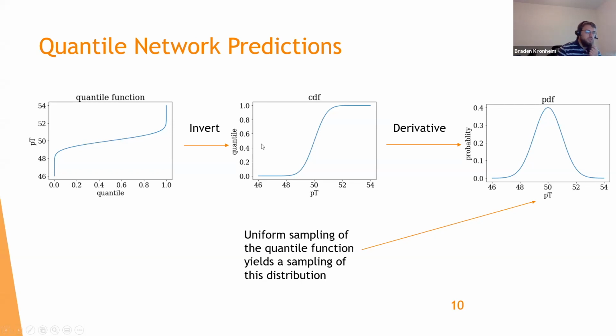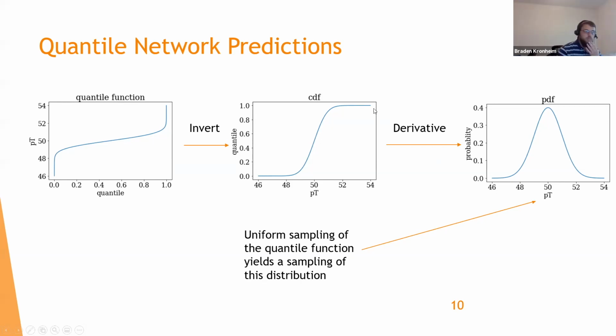We can then invert that function to get the cumulative distribution function, and we take the derivative of the quantile with respect to the transverse momentum, and we get the probability distribution function. However, instead of going through this whole process, we can also just uniformly sample a quantile, get the value from the quantile function, and you end up seeing that it'll actually follow the values that you sample. You'll sample them with the probabilities according to this distribution here. So you can just directly sample from this distribution, which is fine in one dimension.